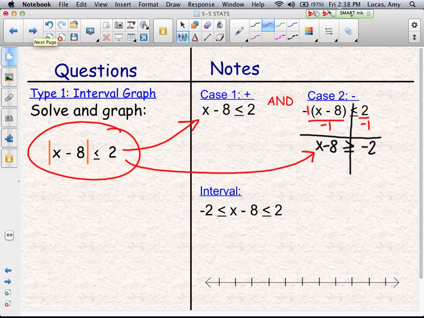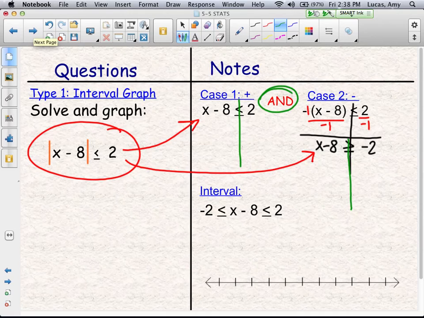because this is what you are going to have to be able to do on your homework. You're going to have to know how to set up the problem. So if you're given the absolute value inequality, x minus 8, the absolute value is less than or equal to 2, you need to know how case 1 and case 2 are set up, and then you need to solve them both.